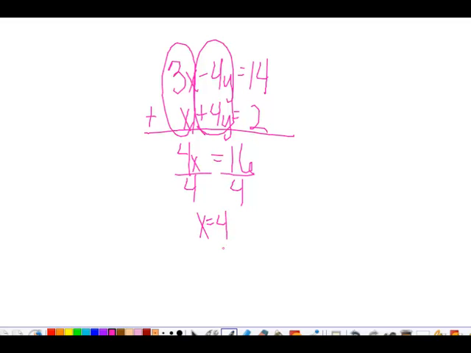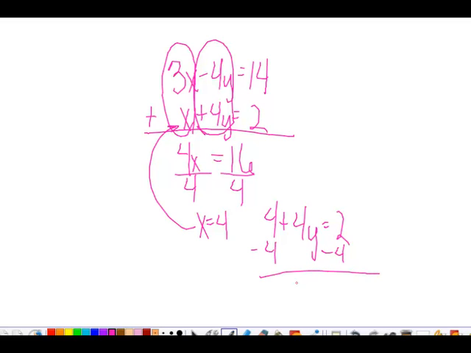And now that x is equal to 4, I can plug it back into an equation. 4 plus 4y equals 2, minus 4, minus 4. So I've got 4y equals negative 2, divide by 4, divide by 4.